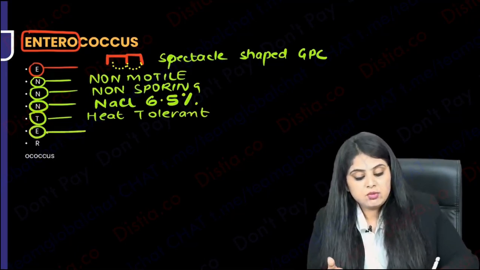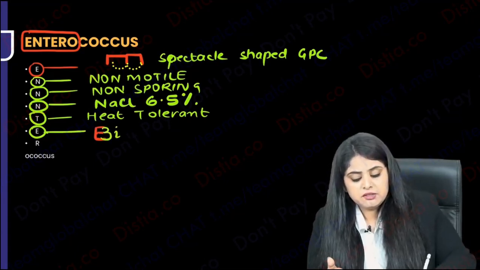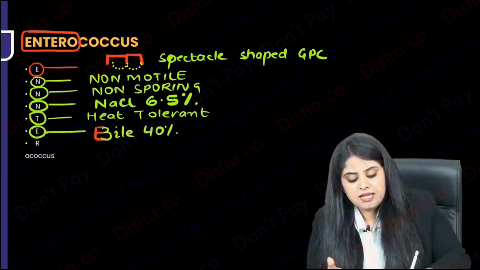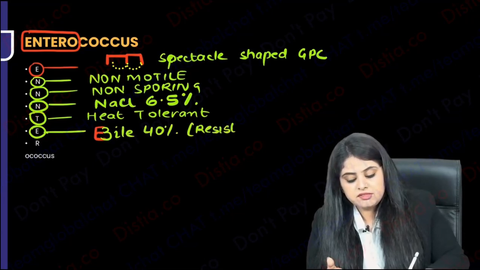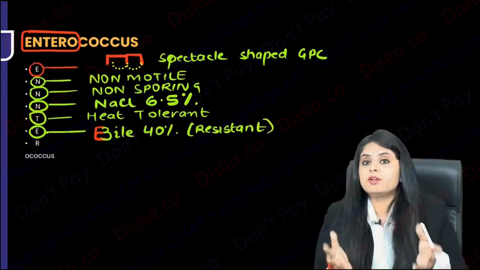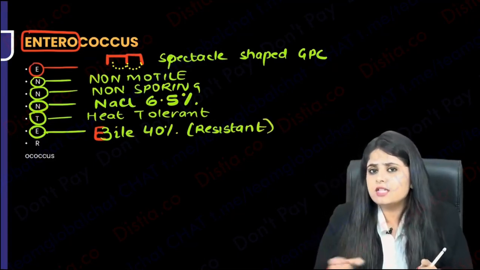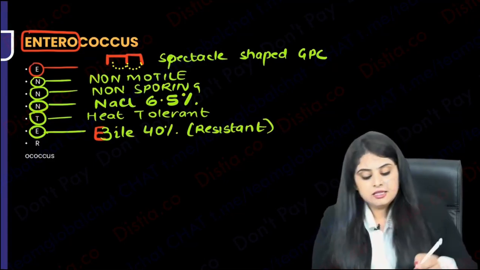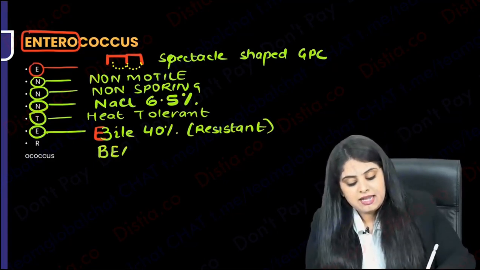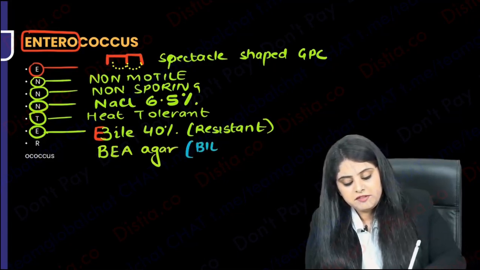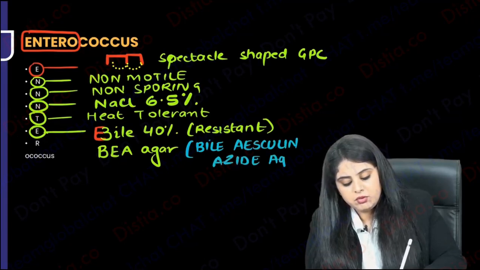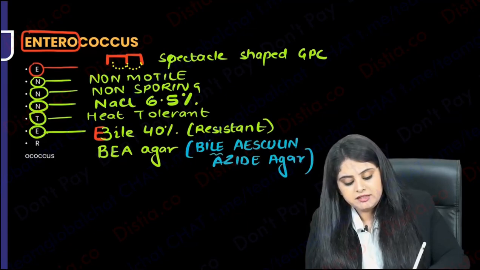Okay. Then I come to E. E is the rule: wherever there is E, convert it into a B. So it is able to survive 40% bile. It is resistant to 40% bile. It can grow in 40% bile. So why don't you use a culture media that has bile in it? That is why we use the bile esculin azide agar. What we use over here is the famous bile esculin azide agar, because now I will be able to know that it can survive in bile.